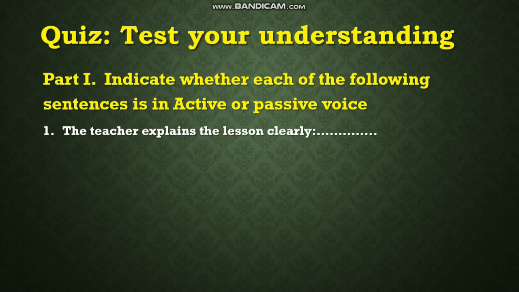The first sentence is, the teacher explains the lesson clearly. Is this sentence in active or passive? Let me help you with this first example. The teacher explains the lesson. This sentence is in active voice because the subject, which is the teacher, is the one who explains. It means the subject is doing the action in the sentence. The teacher explains. That means it is in active voice because the subject is doing the action. I hope you understand it very well. Now the rest are yours.